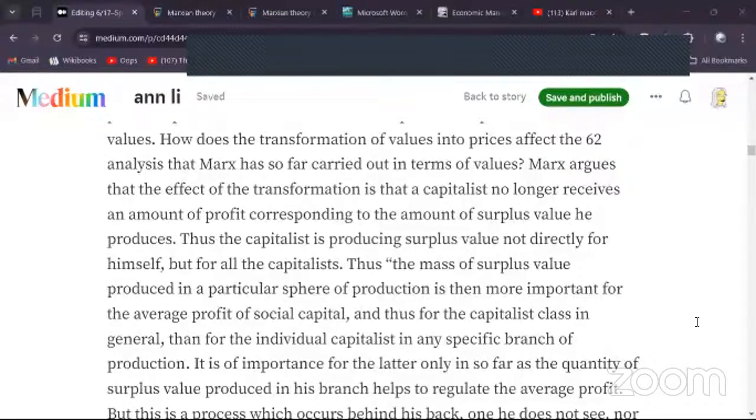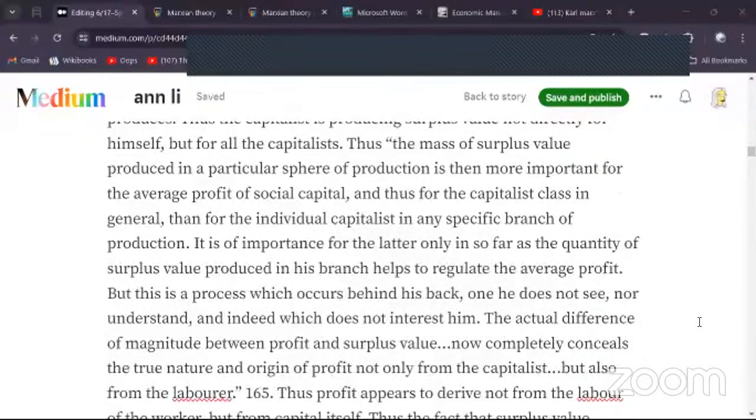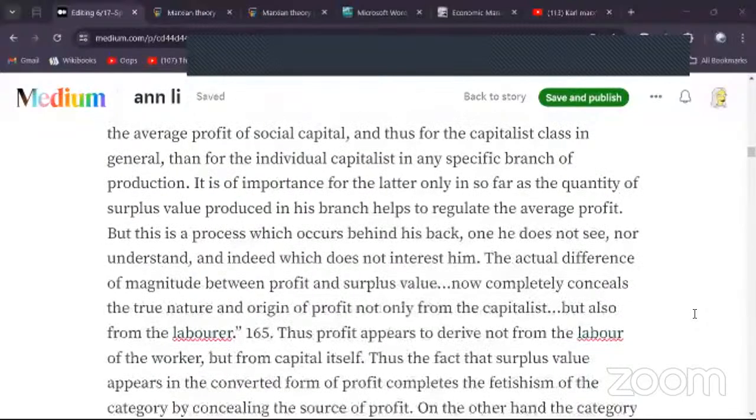It is of importance to the latter only insofar as the quantity of surplus value produced in his or her branch helps to regulate the average profit. But this is a process which occurs behind his back, one he does not see nor understand, and indeed which does not interest him. So there's a lot of assumptions here. The actual difference of magnitude between profit and surplus value now completely conceals the true nature and origin of profit, not only from the capitalist, but from the labor.